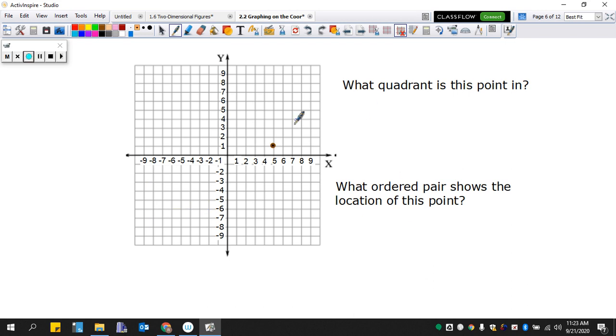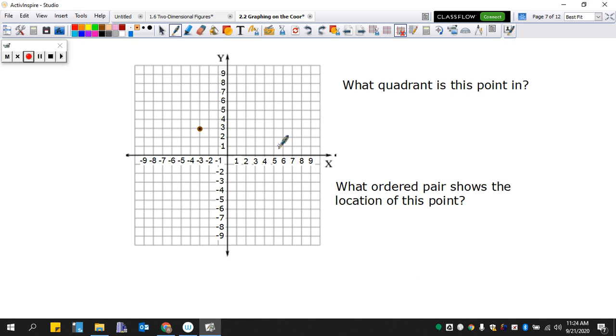What quadrant is this point in? Well, it's up here in this top right, which is quadrant 1. Okay. And the location is at, okay, look at the x value, which is 5. Look at the y value, which is, look over here to the left, which is at 1. All right, so that's at location 5, 1.